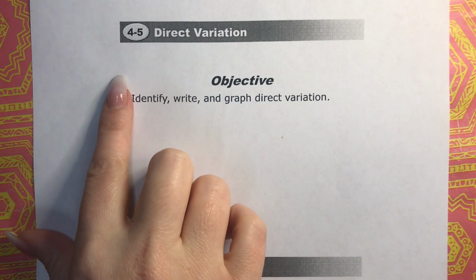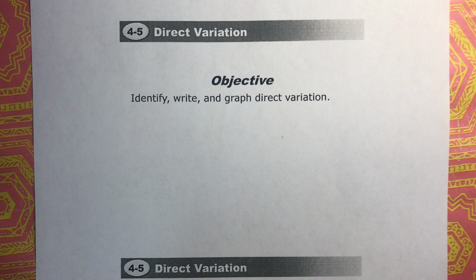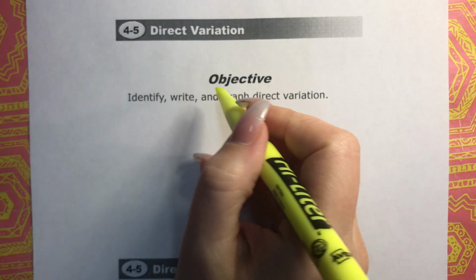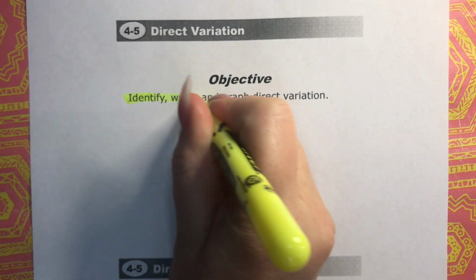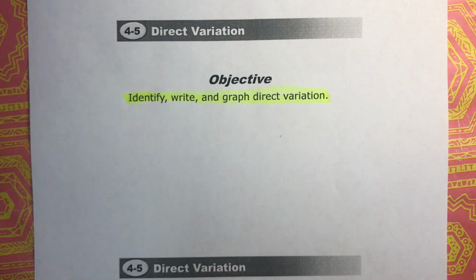All right, let's go ahead and get started with Chapter 4, Lesson 5, Direct Variation. So the objective for today is to identify, write, and graph direct variations. So let's go ahead and get started.